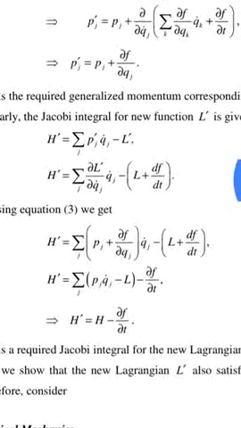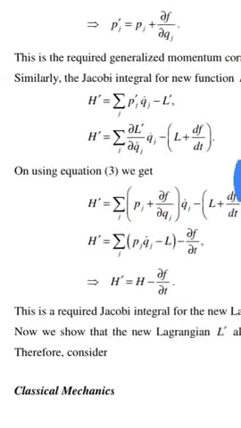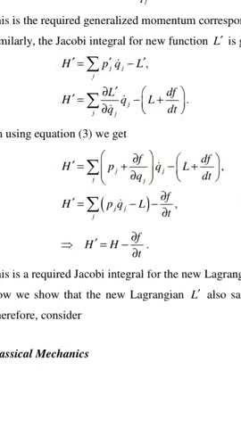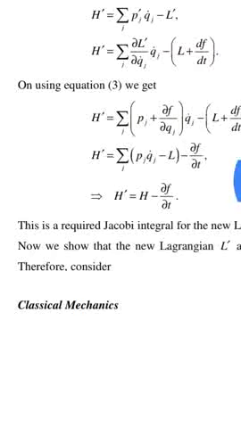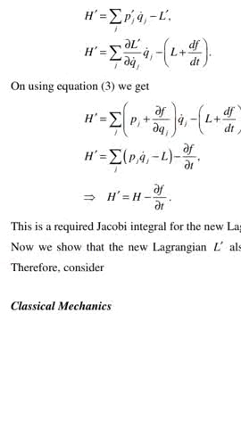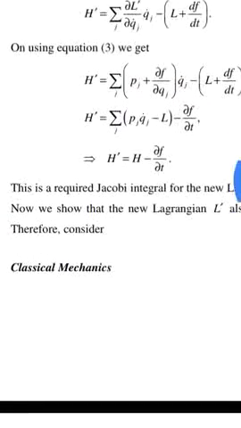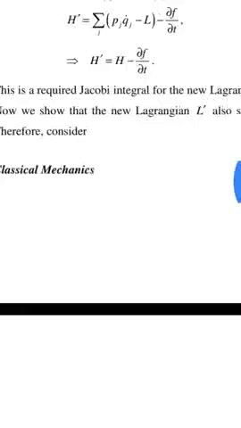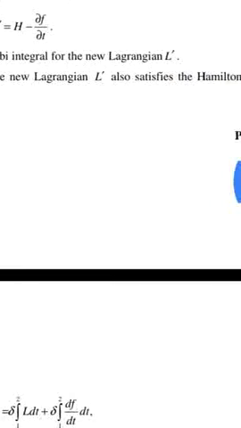Similarly, the Jacobian integral for the new Lagrangian L dash is given by S dash is equal to the summation of pj dash qj dot minus L dash, which is the summation of dou L dash by dou qj dot times qj dot minus L minus df by dt. On using equation 3 we get S dash is equal to the summation of pj plus dou f by dou qj times qj dot minus L minus df by dt. Hence S dash is equal to the summation of pj qj dot minus L, minus dou f by dou t. Therefore S dash is equal to h minus dou f by dou t. This is the required Jacobian integral for the new Lagrangian L dash.